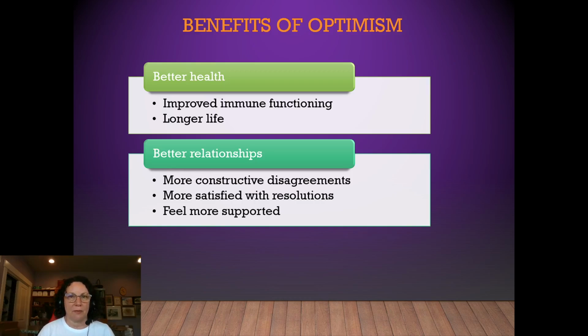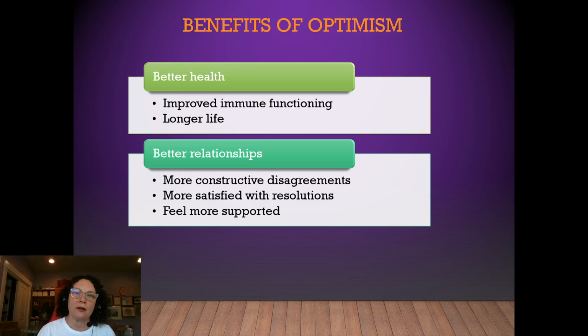When there are disagreements, people who are higher in optimism tend to have more constructive disagreements. They don't devolve into calling names or pointing out the other person's worst characteristics. Instead, they focus on the topic, all the things that Gottman says a person should do if they're in a relationship and having a disagreement. An optimistic person tends to be more satisfied with the resolution they come to with their partner, whether it's a friend or a parent or a romantic relationship, than a person who's lower in optimism.